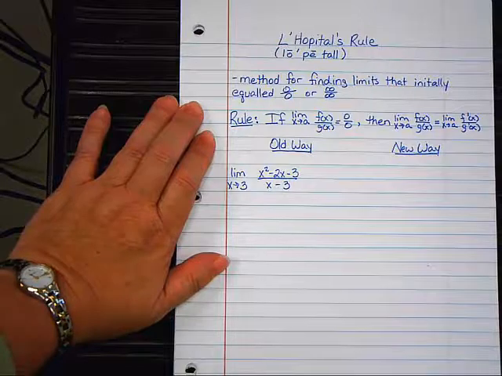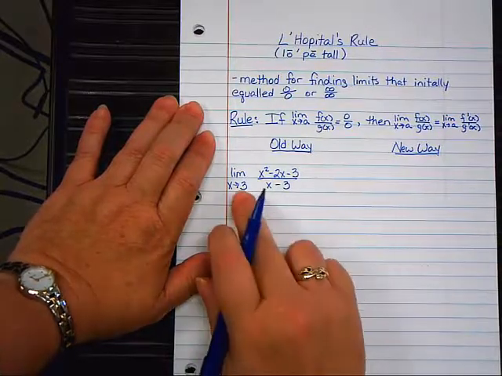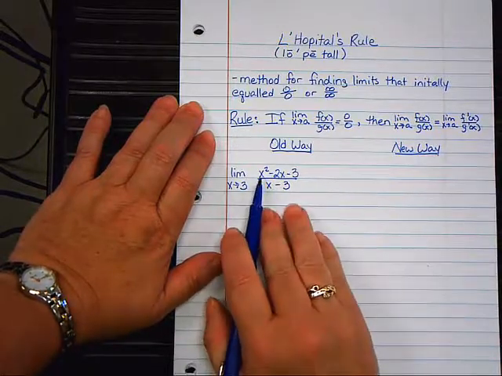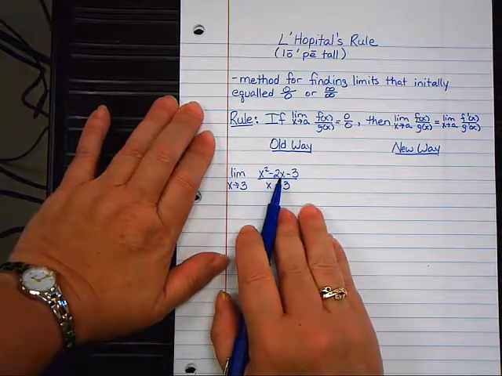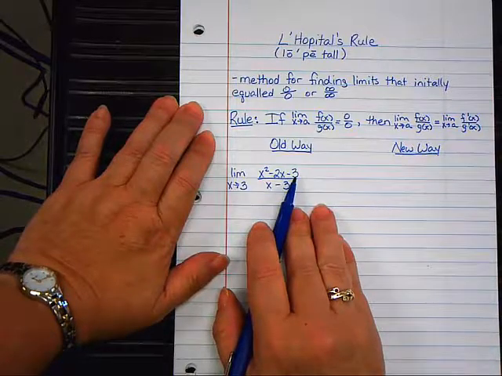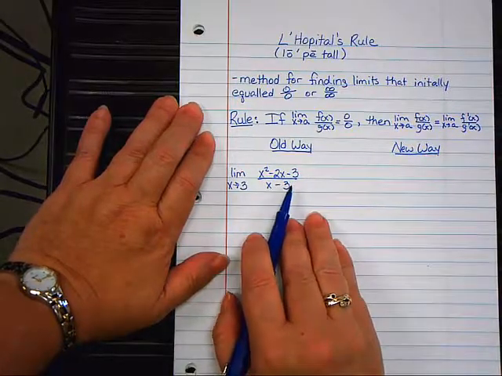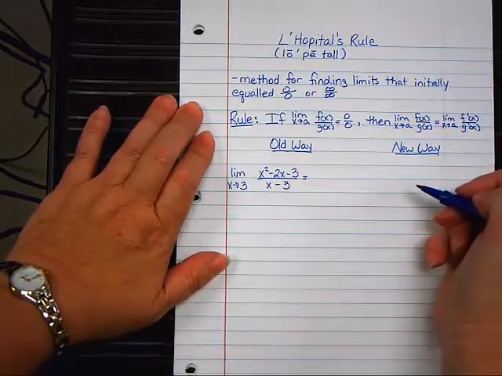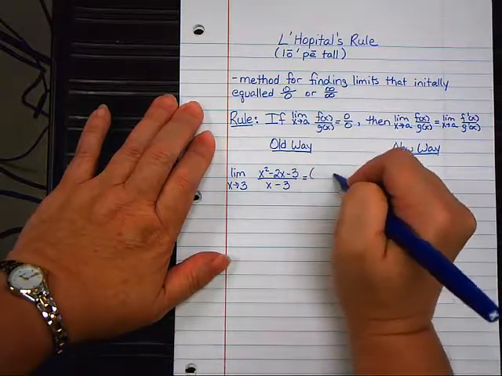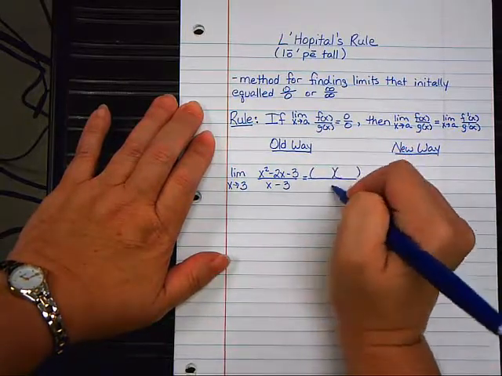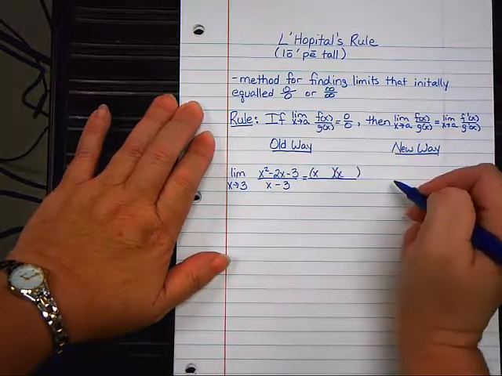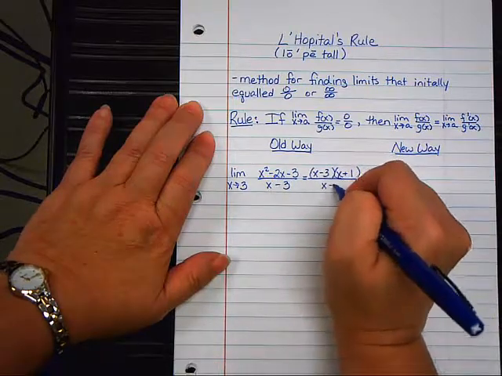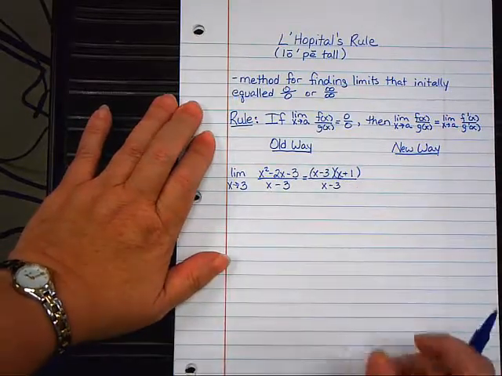When we did limits at the beginning of the school year, what I would have you do is take the 3 and substitute it into the top and the bottom. And if you do, you will see that you get 9 minus 6 is 3 minus 3 is 0 over 0. And 0 over 0 means keep going. So what did we do to keep going at this point? We would factor this. So let's factor the numerator, x and x, and this one factors into minus 3 plus 1, and the denominator cannot factor, so we just leave it as x minus 3.